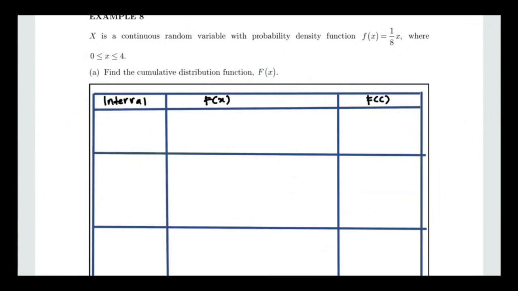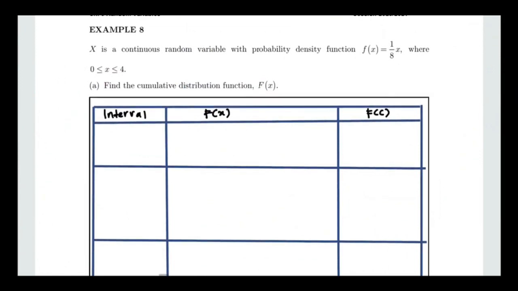Now we are going to proceed with example 8. The question states that x is a continuous random variable with the probability density function. So this is the PDF. With the function f of x equals 1 over ax, where x varies from 0 until 4. And the question, for part A, asks to find the cumulative distribution function.